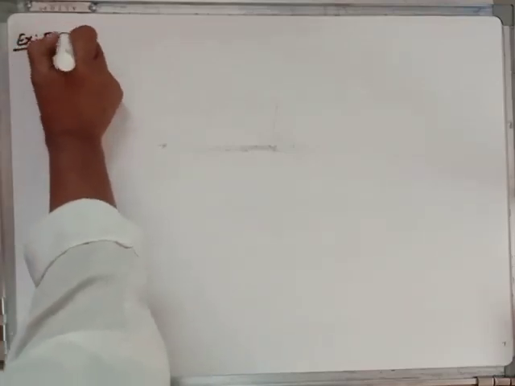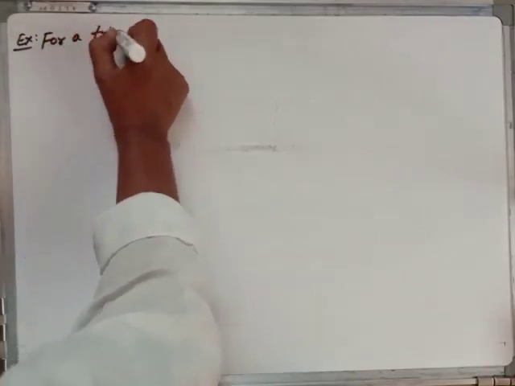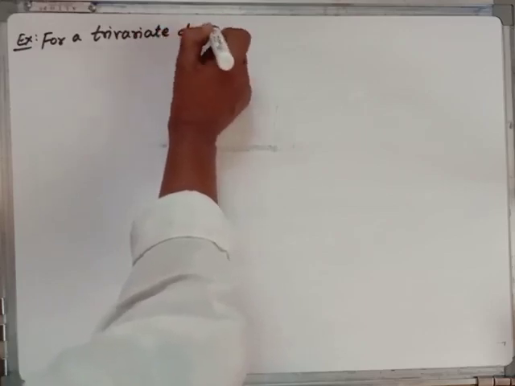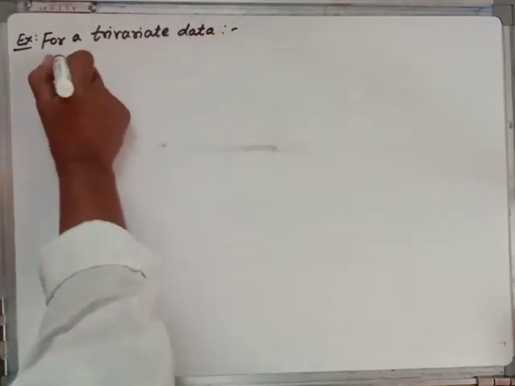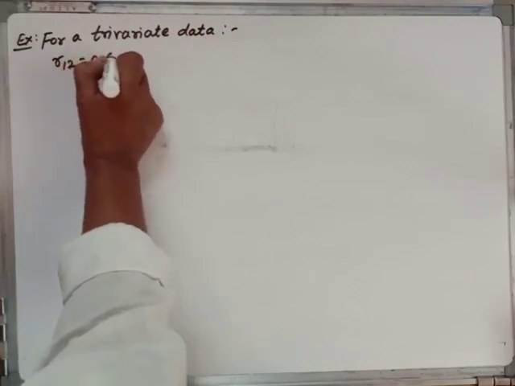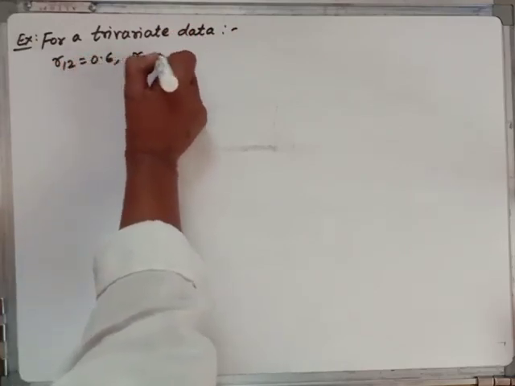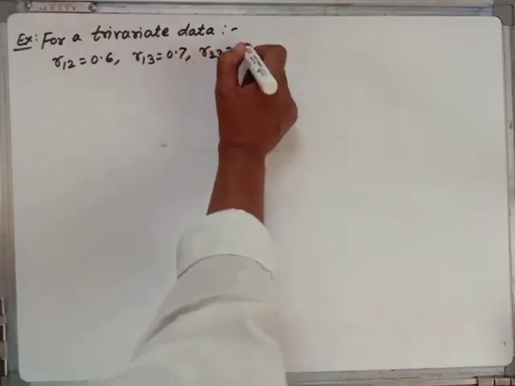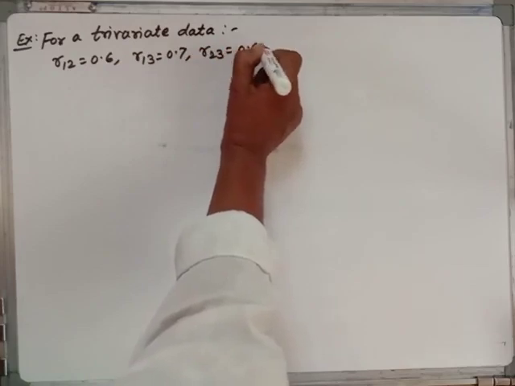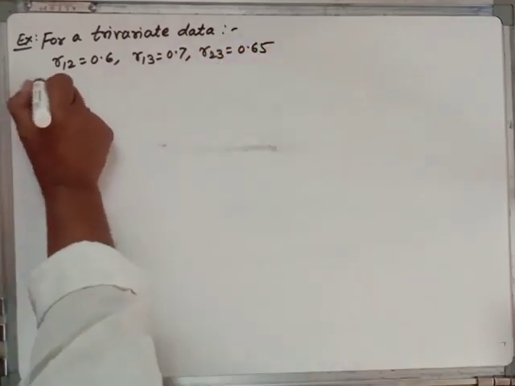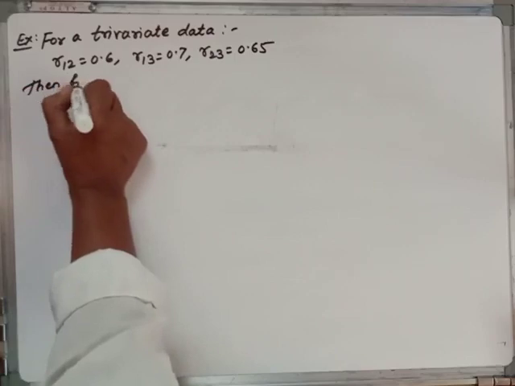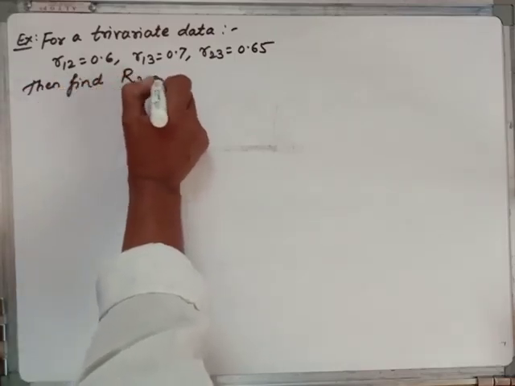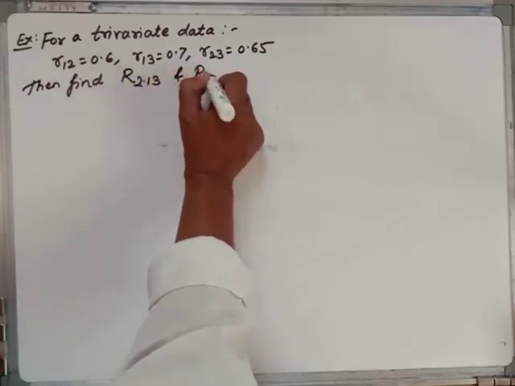For a trivariate data, R12 is equal to 0.6, R13 is equal to 0.7, R23 correlation coefficient is 0.65. Then find R2.13 and R1.23.